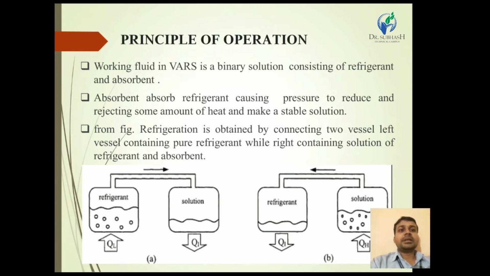We will study in detail the cycle in a diagram. From the figure, we are showing two figures, A and B. The refrigerant system is obtained by connecting two vessels, the left vessel containing pure refrigerant while the right contains a solution of refrigerant and absorber. This is the first figure A, where the refrigerant and absorber are mixed. In figure B, the refrigerant is pure, and the absorber is drained out in the second vessel.